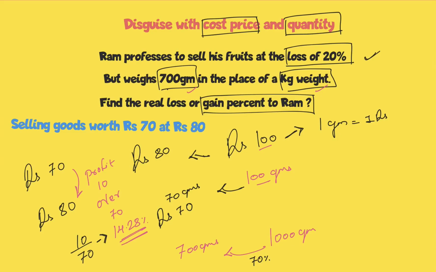So remember again, how do you deal with it? You know the loss that he is making. You think that for rupees 100 he is giving me 100 grams, but he is giving me at rupees 80. He is making a loss, but he is not giving you 100 grams. He is giving you only 70 grams. So the cost price to him is rupees 70, because he gave you 70 grams. But the selling price is rupees 80. So he makes a profit of 10 over 70, which is nothing but 14.28%.